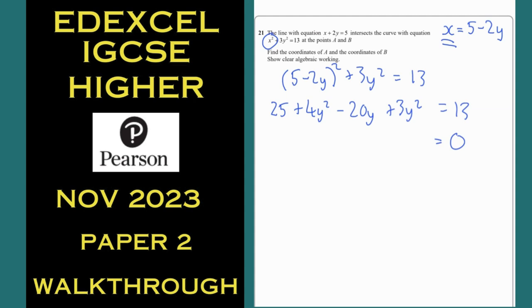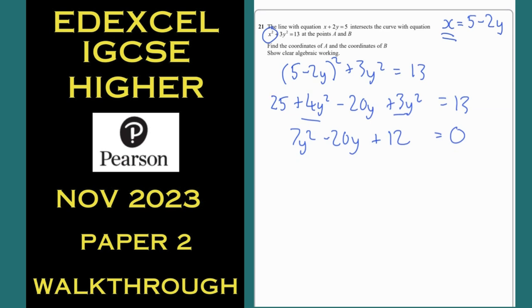Bring the y squareds to the front. There are 7 of them. Y's, there are negative 20 of them. And numbers on the end, 25, take away 13. There are 12 of them. You could go for the AC method, but I think when there's a 12 on the end, there's lots of possibilities. I just crack on with the formula.